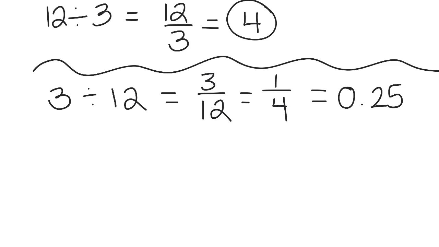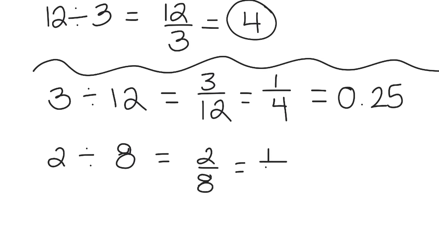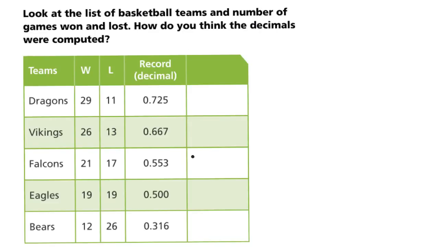Now let's change the story up a little bit, and maybe we can say that there are 2 brownies and there are 8 people. As a fraction, this would be 2/8, or 1/4, or 25 hundredths. So decimals, division, and fractions are all related to one another.